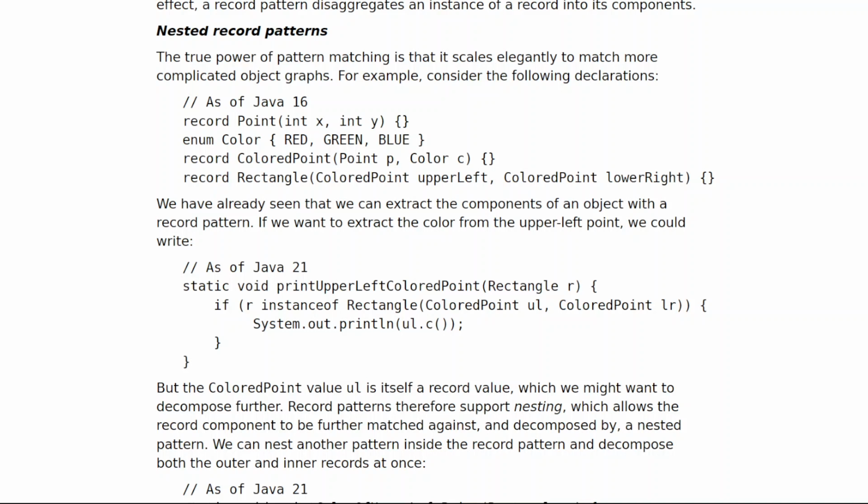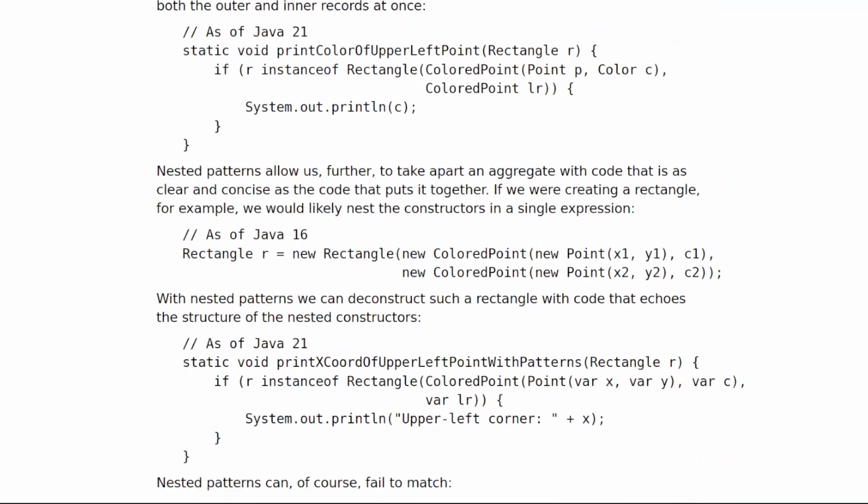Record patterns therefore support nesting, which allows the record component to be further matched against, and decomposed by, a nested pattern. We can nest another pattern inside the record pattern and decompose both the outer and inner records at once. As of Java 21: static void printColorOfUpperLeftPoint(Rectangle r) { if (r instanceof Rectangle(ColoredPoint(Point p, Color c), ColoredPoint lr)) System.out.println(c).